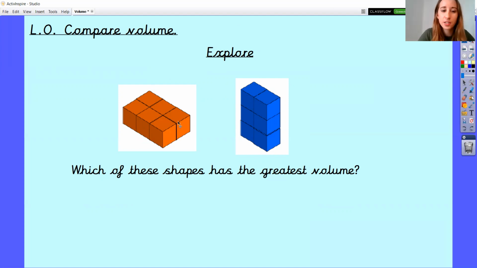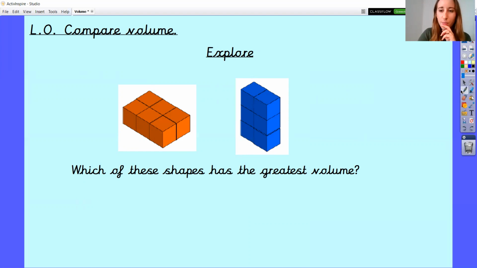So let's have a look at my two shapes. Now I can see that this shape here is taller than this shape here, but I might also say that this shape here is wider than this shape here. So I wonder whether that makes a difference as to what their volume is.